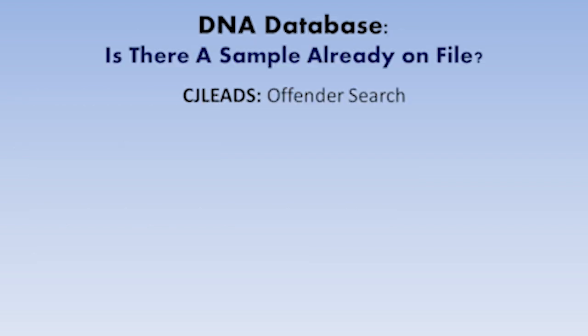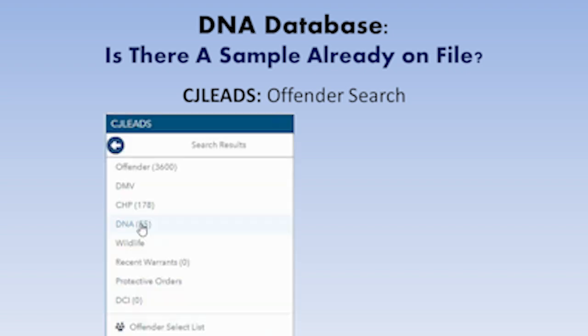One of the first ways you can use law enforcement databases to determine if a sample is on file is to access CJ LEADS. One way that you can determine that a DNA sample is already on file is accessing the CJ LEADS offender search.